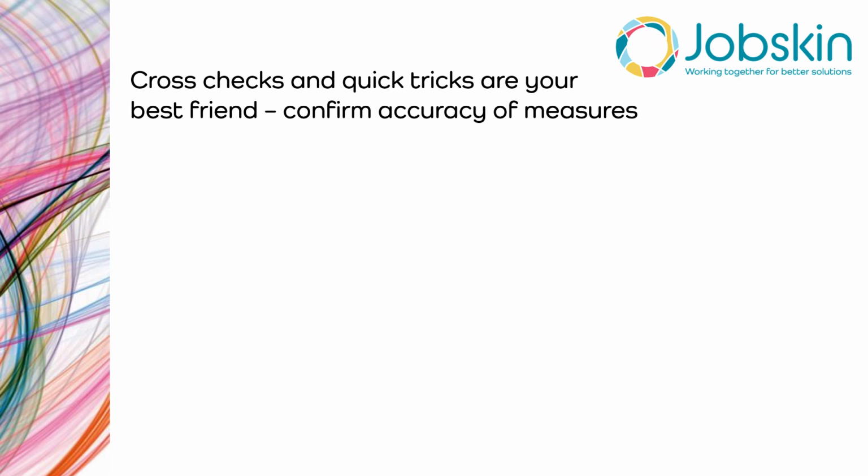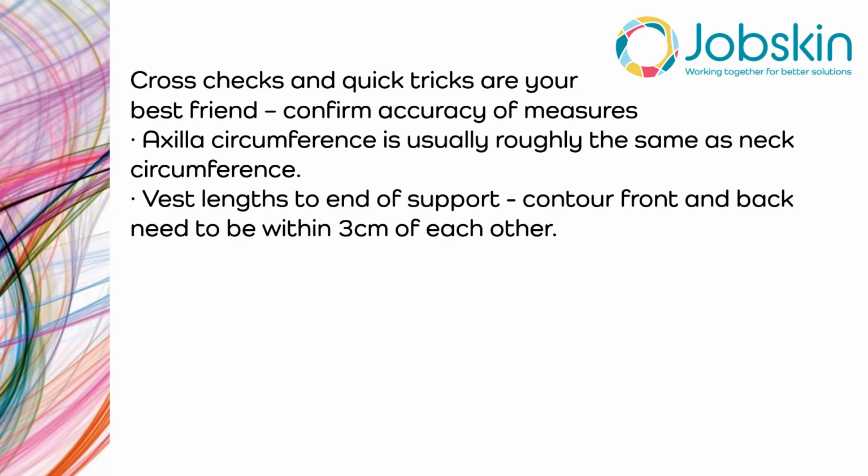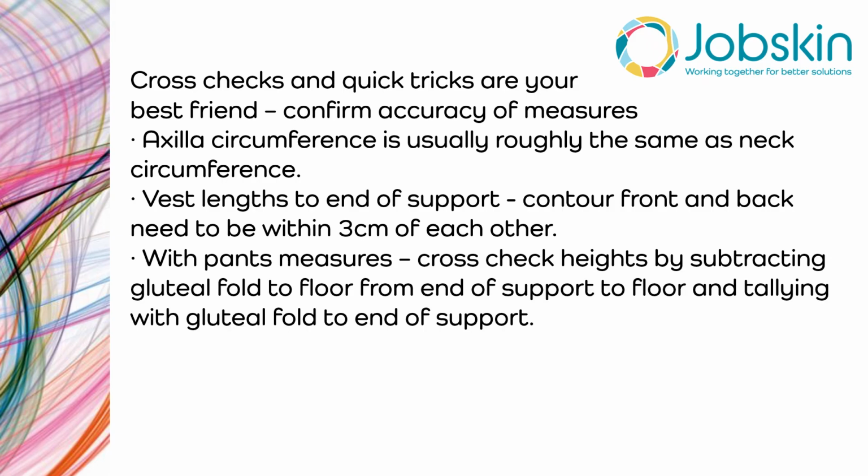And cross checks and quick tricks are your best friend, because it's a way to confirm the accuracy of your measures, particularly when you've got a wriggly body. Again, these tips are from Claire. Thanks, Claire. So the axilla circumference in a child is usually roughly the same as the neck circumference. Vest lengths to the end of support, it's a contour front measure and a linear back measure. They really need to be within about 3 centimetres of each other.